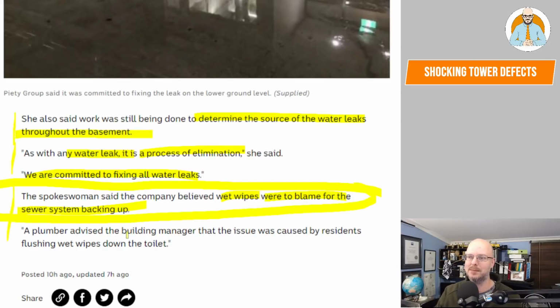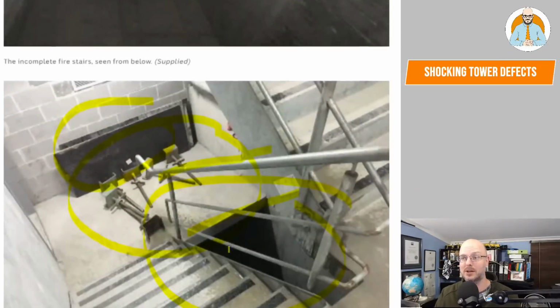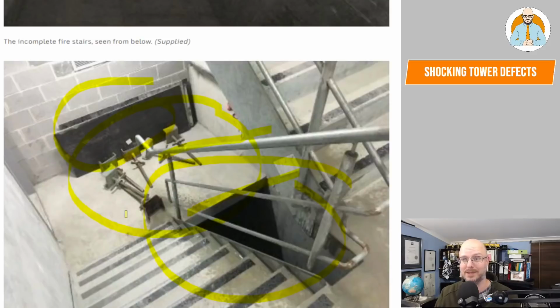A plumber advised the building manager that the issue was caused by residents flushing wet wipes down the toilets. And so that's not a building defect at all. That's a maintenance issue, so it's not the developer's fault. Here's the thing, you've got to understand. Sometimes everything will be called a defect, and the body corporate will try and blame it on the developer and the builder, when it's not the developer or the builder, it's them not maintaining the building properly. That happens more often than we realize. So we'll have to see.